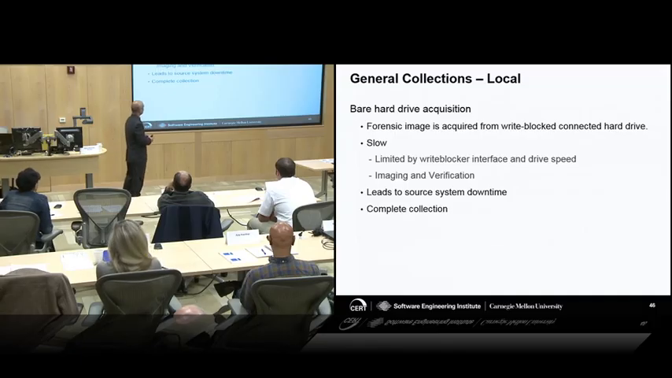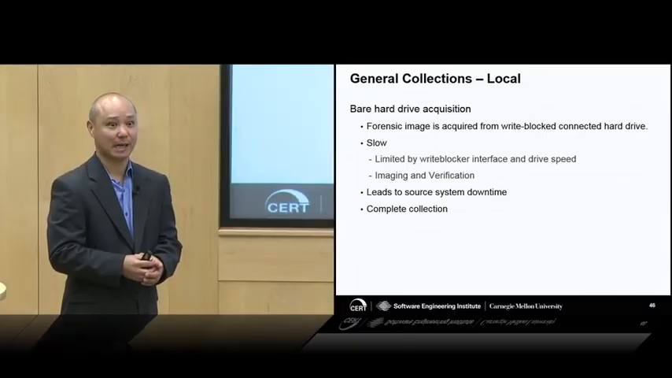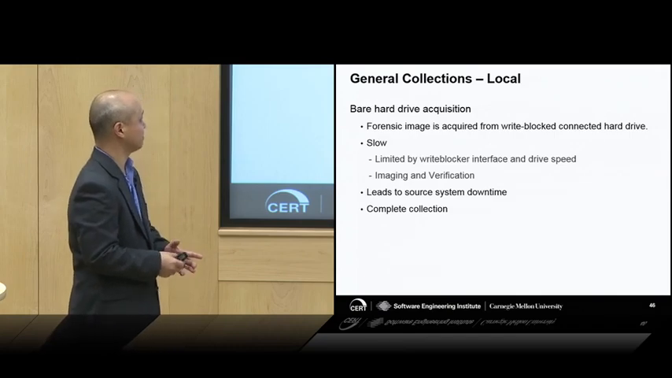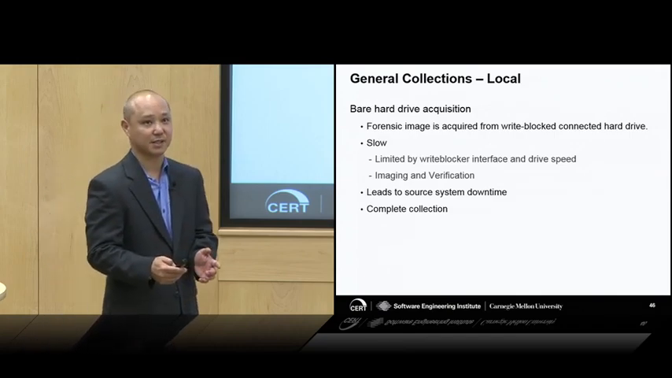Imaging and verification, right? That's that hashing piece where you want to verify that you're getting a good forensic copy. At least the source system downtime, generally speaking, because you don't want people doing anything on it, right? So if it's somebody's machine that got compromised, but it was kind of in the background, that person is going to have to give up that machine for the time that you need, and make sure you get a complete collection.